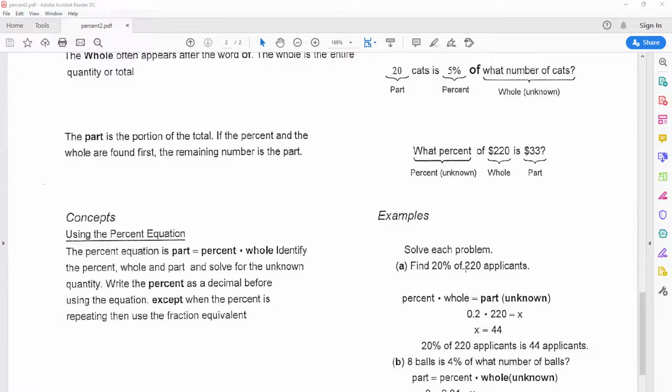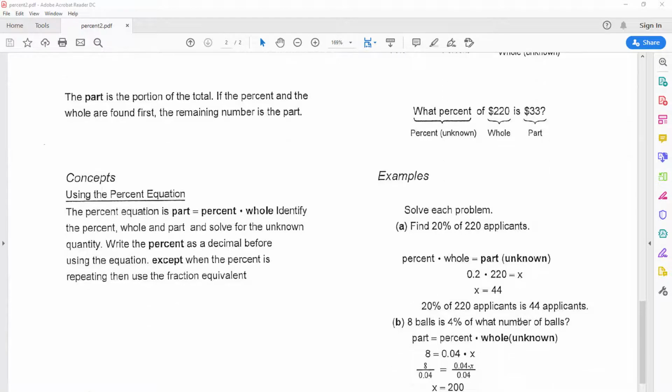And in this case here, the whole isn't designated, but the result is going to be the part. So we have here our percent times the whole is equal to the part. So the result of this equation is our part, which is 44.